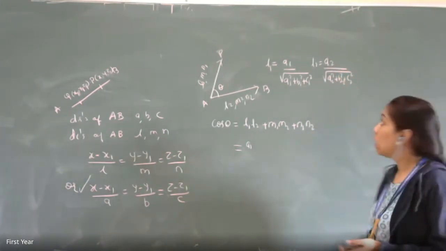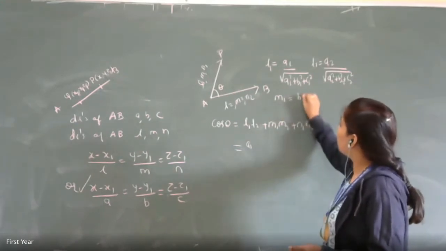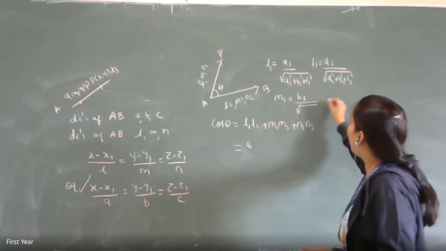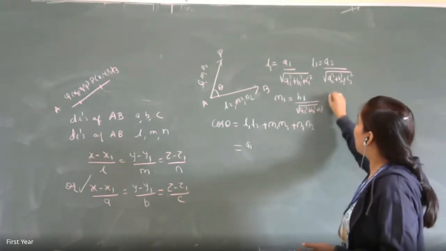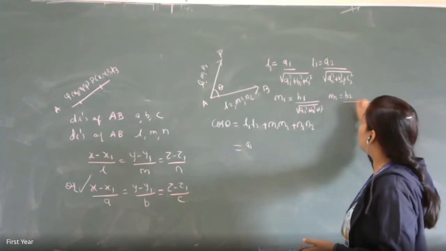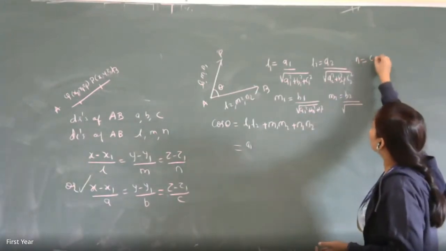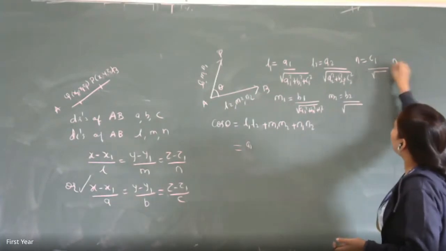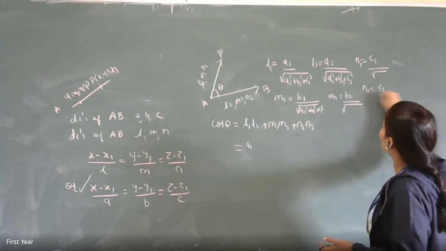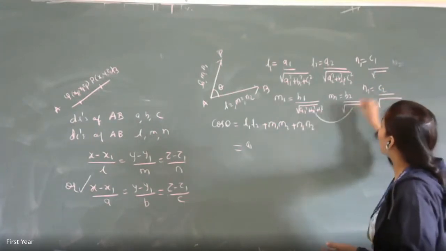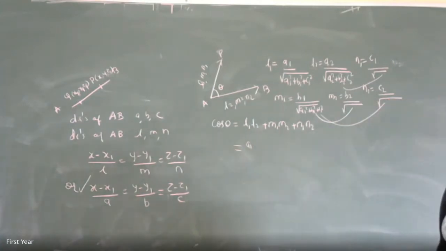Correct. On the same lines you get M1, which will be B1 upon the same square root, and it is A1 square plus B1 square plus C1 square. And M2 will be equal to B2 upon the same square root, and N1 will be C1 upon the square root, and N2 will be C2 upon the square root. Which square root? Same square root. Okay, clear? I'm not writing it again.